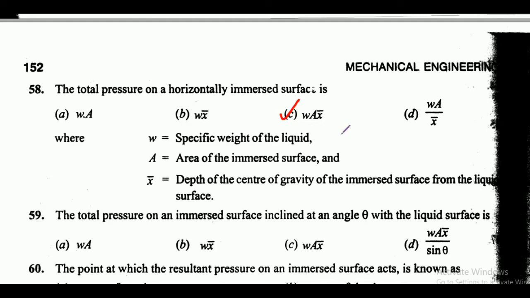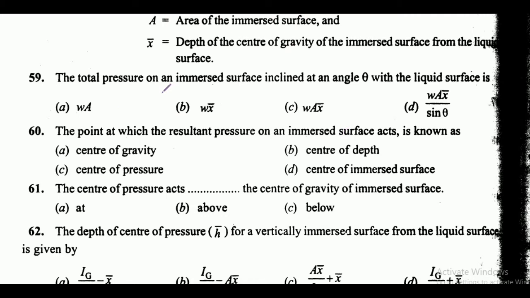Okay, next is the total pressure on an immersed surface inclined at an angle theta with the liquid surface is. Here friends, these are the options and here correct answer is option C, that is WA x bar. Next is the point at which the resultant pressure on an immersed surface acts is known as. Here friends, these are the options and here correct answer is option C, that is center of pressure. The point at which the resultant pressure on an immersed surface acts is known as center of pressure.